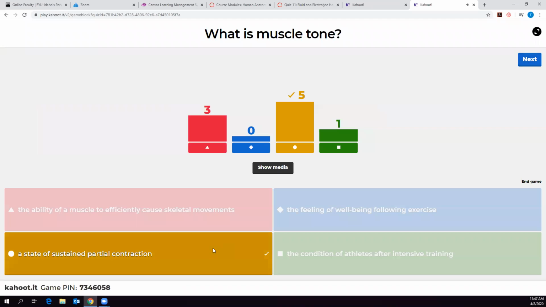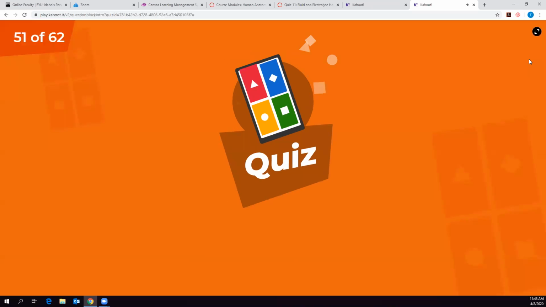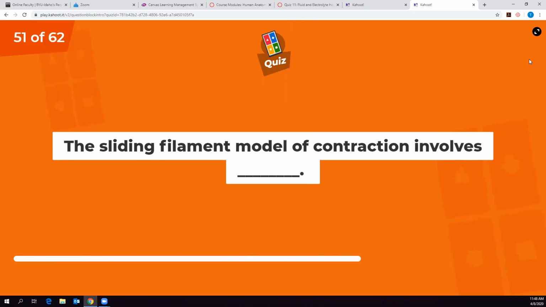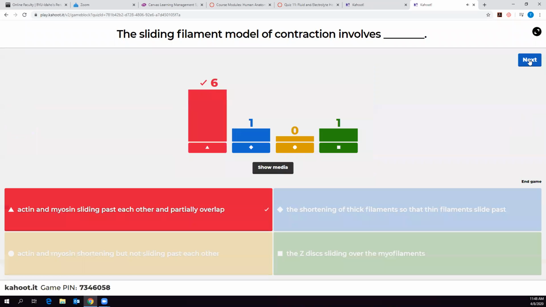Yes, it is, where some motor units are contracted and we just keep going through the motor units to keep them contracted, to keep them healthy and ready to do their job. All right, sliding filament model of contraction involves... Good job. Yep, that's why it's called a sliding filament model.